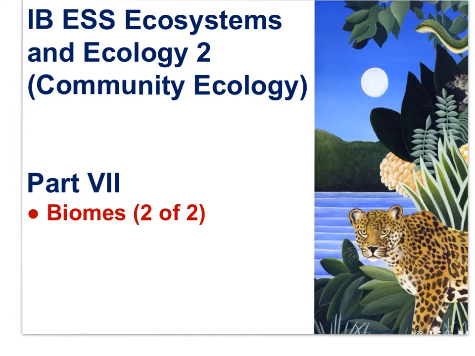IBESS Ecosystems and Ecology 2, Part 7, is the second of two parts on biomes. This movie will provide detail on the distribution, structure, and productivity of specific biomes.